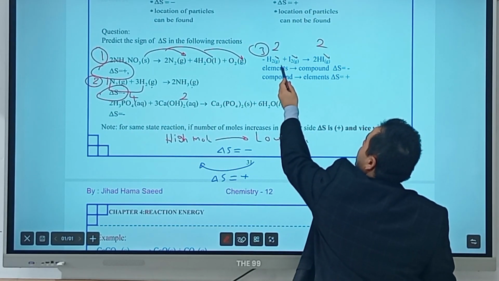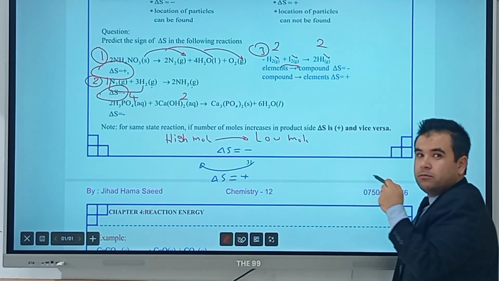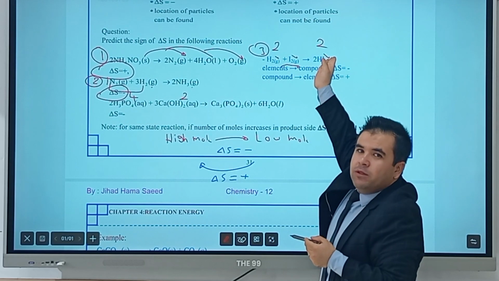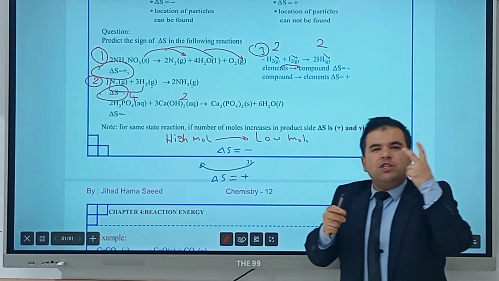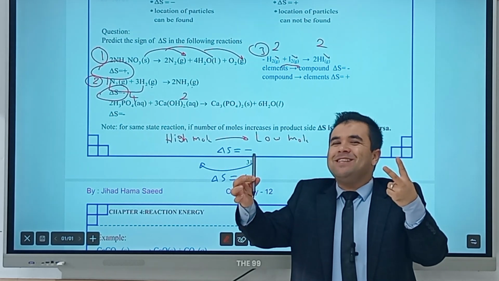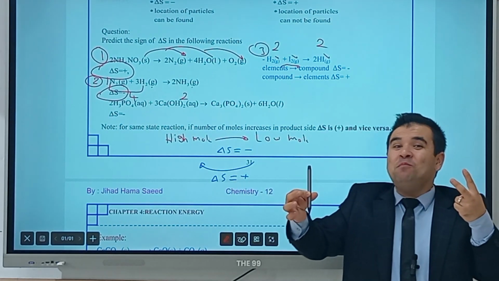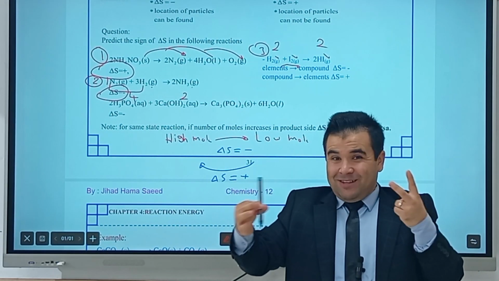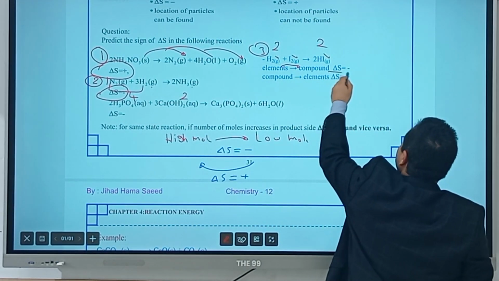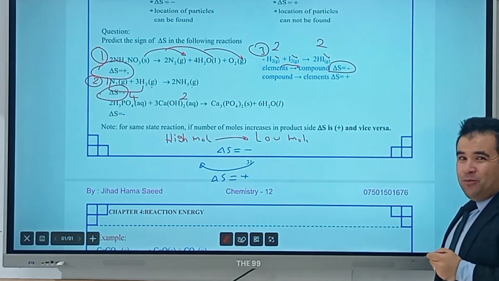If the elements in the reactant go to a compound, as in this example, S2 and I2 elements form the compound. So two species combine to form one. This is the same as the number of the moles reducing. This is the same strategy. So this will result in negative entropy.